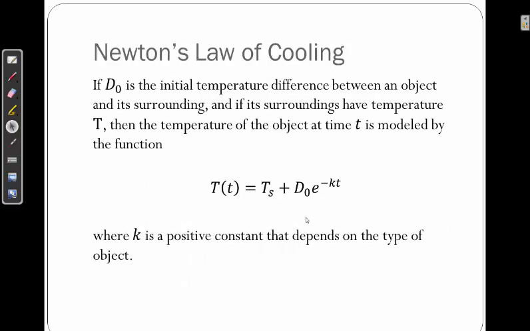So, Newton's law of cooling. It's another one. If you have an initial temperature difference between an object and its surroundings, so like if I have a 200-degree cup of coffee in a 60-degree room, then the 200 minus 60 would be a 140-degree difference. So, an initial temperature difference, and if its surroundings have temperature T_s, then the temperature of the object at time little t is modeled by the function. T_s is the temperature of the surroundings. k is basically just still a relative rate of change.